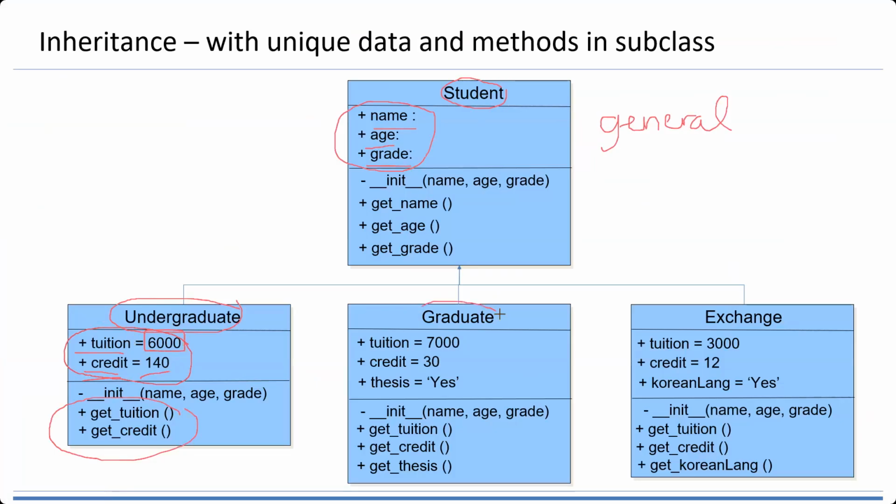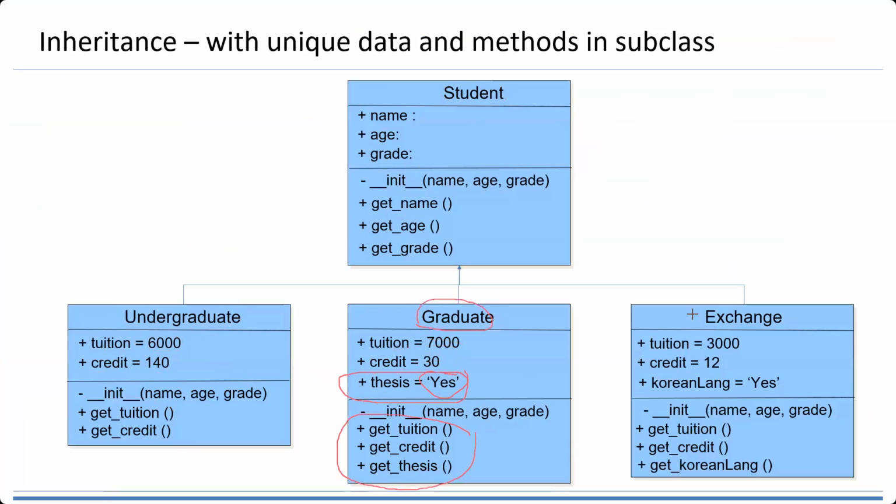However, for the graduate student, the tuition fee is a little bit higher. Let's say 7,000. And the credit that the graduate student needs to take is 30 credits, so it is less than the undergraduate student. And thesis is yes. So for the graduate student, they need to submit a thesis. That's why we have the information yes. But for the undergraduate student, there is no need to submit any thesis. Then we can have a different method in the graduate student.